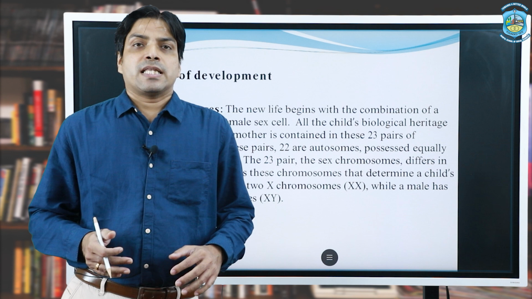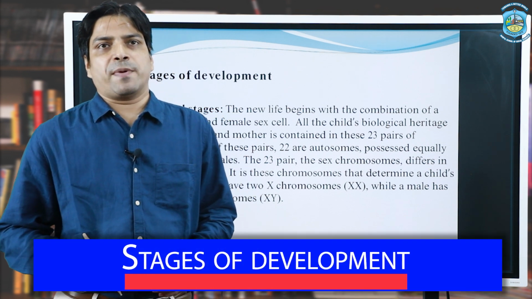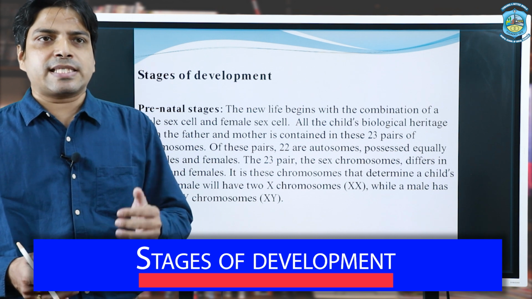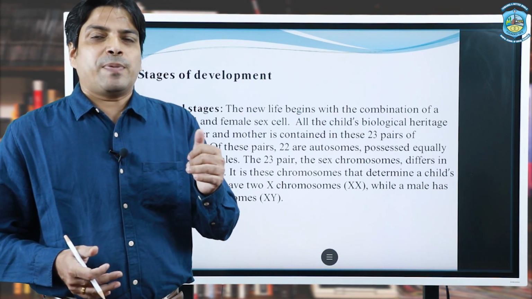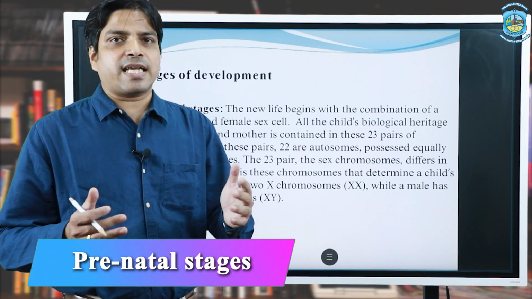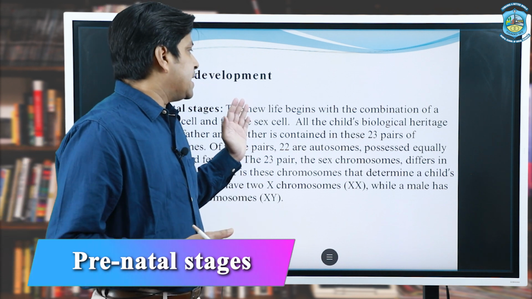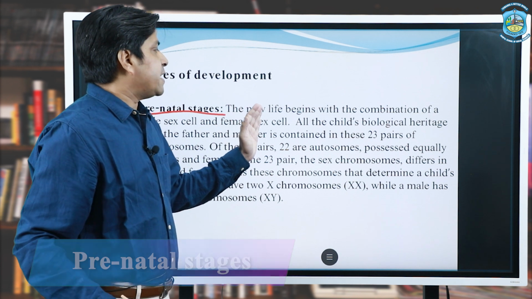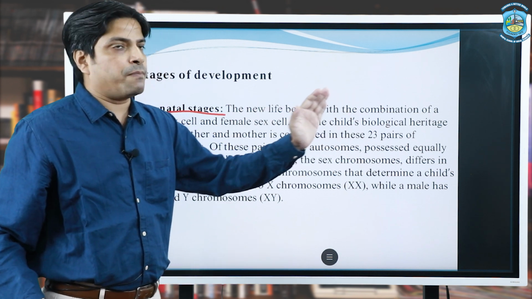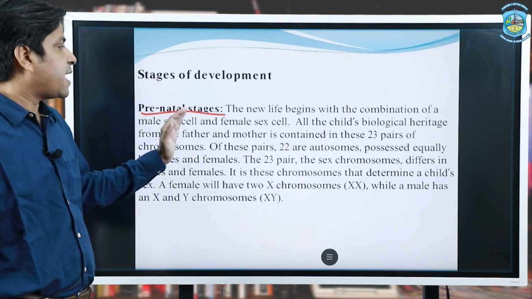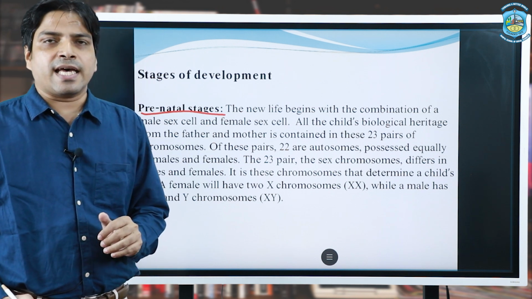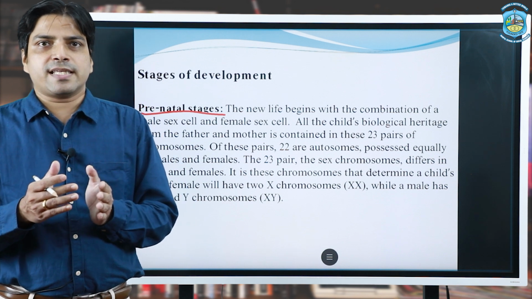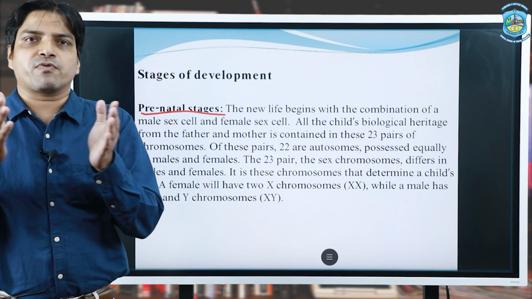Now comes the core of our topic, that is stages of development. In this, the first one is the prenatal stage. The prenatal stage is the stage in which new life begins with a combination of male and female sex cells, and 23 chromosomes come from the father's side and 23 chromosomes come from the mother's side.